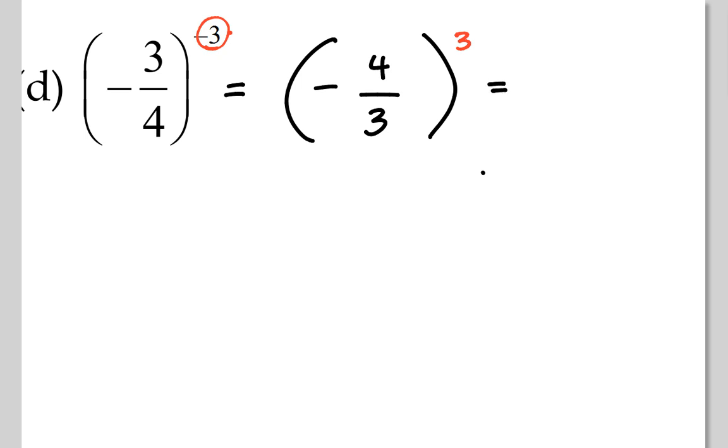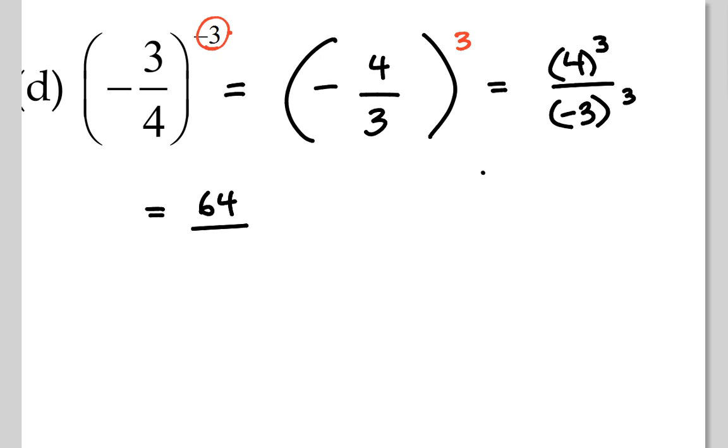So I got 4 cubed over negative 3 cubed. Is that okay? Yeah, because it doesn't matter, as long as one of them is positive and the other one isn't. What's 4 cubed? Good. And what's 3 cubed? 27? What's a positive divided by a negative? A negative.